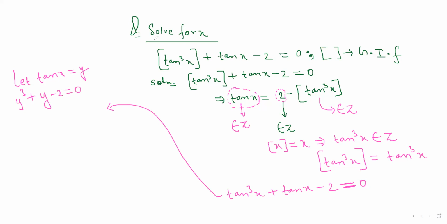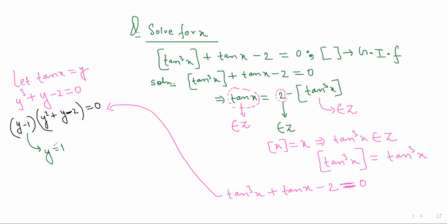So guys, just to factorize it, I think beta just put 0, minus 2, not possible. Just put 1. So simply beta, y minus 1 into y square plus y plus 2 is equal to 0. So from here, what we got? Simply y is equal to 1.